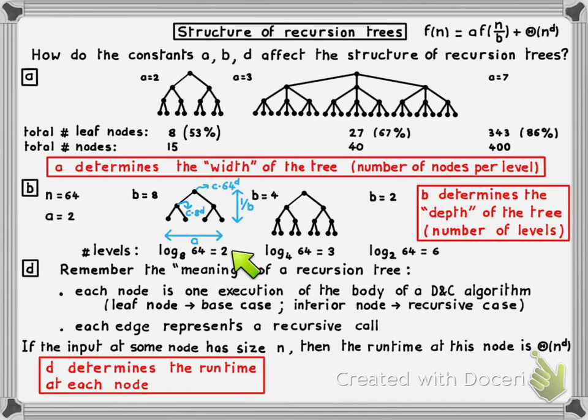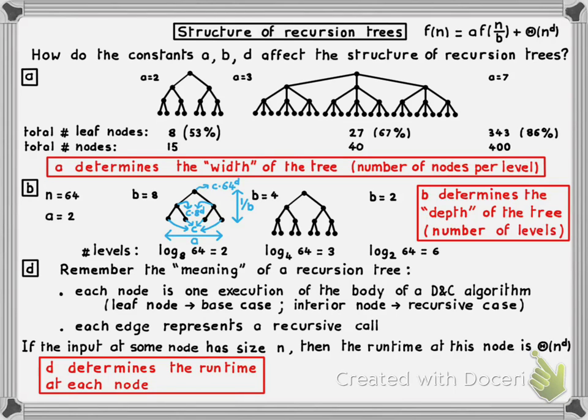And of course the runtime of this node, which is at the same level, is exactly the same, since we have the same input size for every node in one level. So that's the runtime for that node as well. And finally, at the leaf node, we have a runtime equal to a constant, and in this case I'm going to choose for simplicity the same constant c.